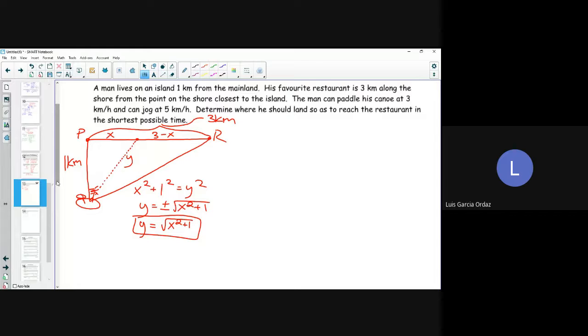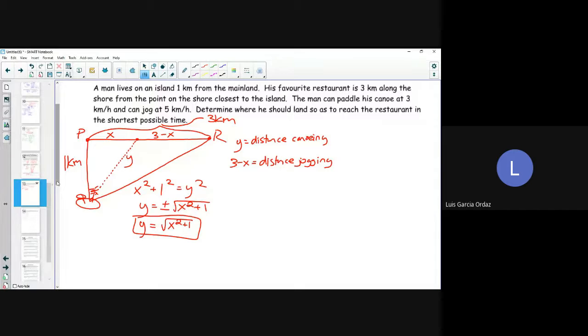So we're going to let y represent the distance canoeing, and 3 minus x is going to represent the distance jogging. So remember, it's a combination of him paddling to a certain point along the shore and where he can run as well and reach his restaurant in the shortest period of time.